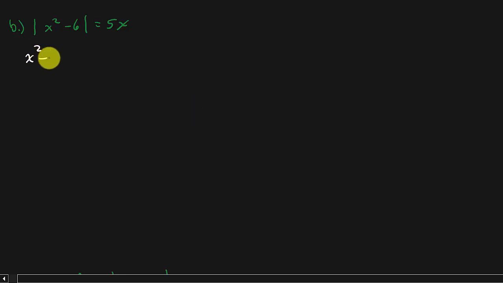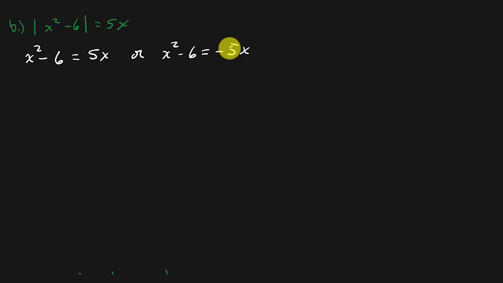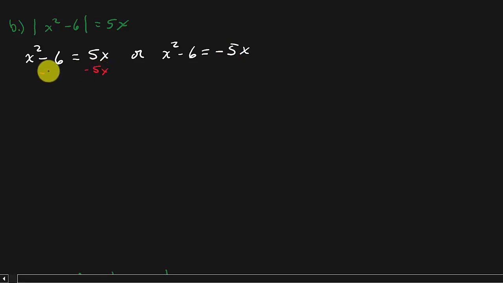So x squared minus 6 equals 5x, or x squared minus 6 equals 5x, and put the negative. Okay? All right. So once again, quadratic equation to solve. Get everything to one side, set it equal to 0. So I'm going to subtract 5x from both sides. So I get x squared minus 5x minus 6 equals 0.